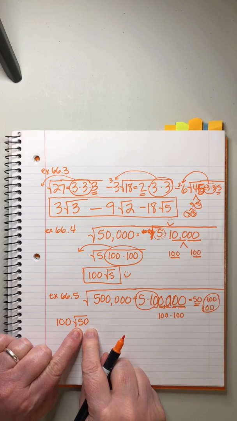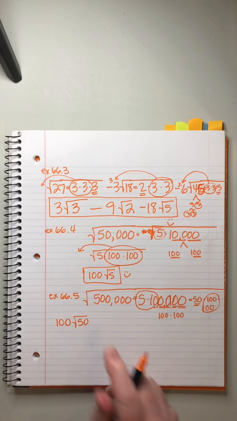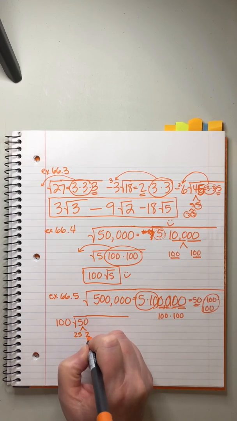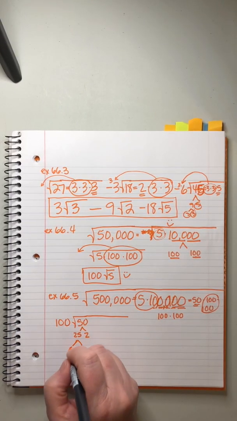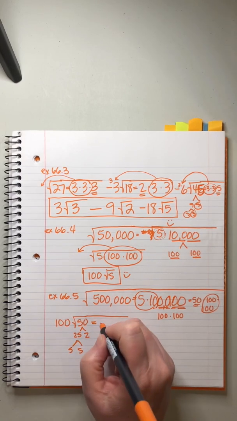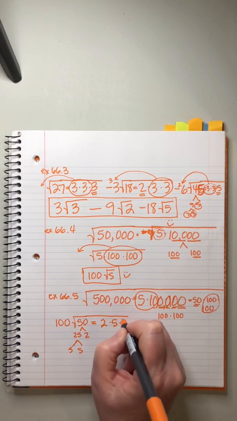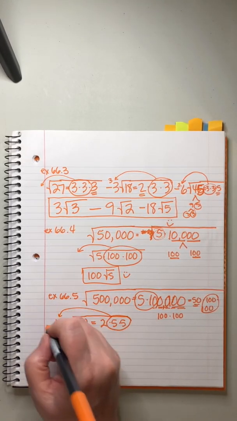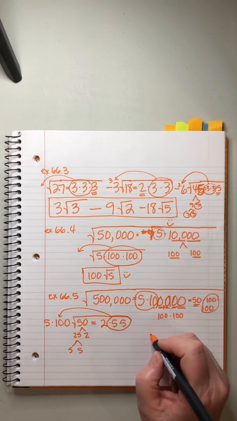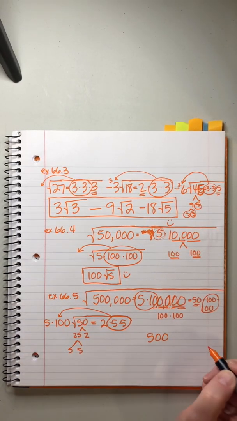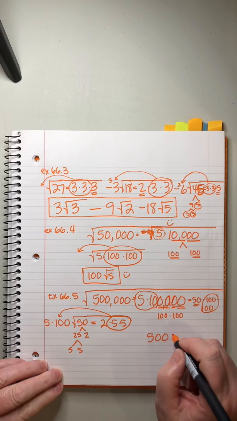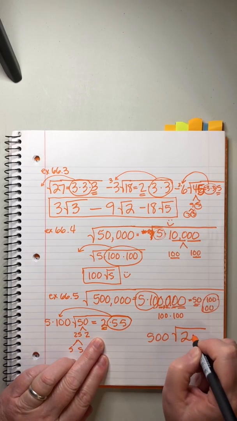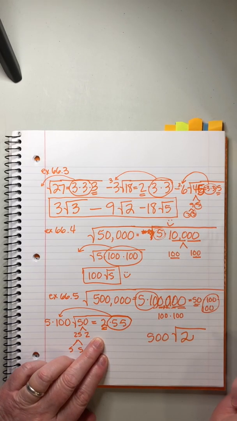Now this we have to pay attention to because that doesn't look quite done, does it? That is equal to 25 times 2. And I can split this into 5 times 5. So I can write this as 2 times 5 times 5, which means I can pull out a pair of 5s, multiply it by this, and my final answer will be 500 times the square root of 2. That's my final answer.